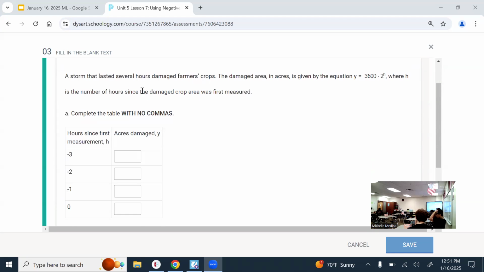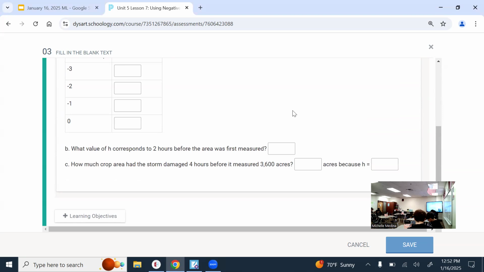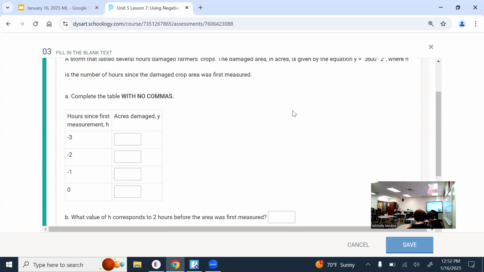Lesson 7, number 3 is on the screen. We have a storm that lasted several hours and damaged farmers' crops. The damaged area is given by this equation, where H is number of hours since the damaged crop area was first measured. Complete the table with no commas. We're figuring out the acres damaged for each interval. It gives us the equation, so this is really a do I know how to use a calculator? And then it has a few more questions after that. So let's fill out the table first.